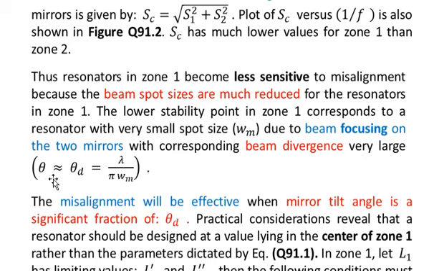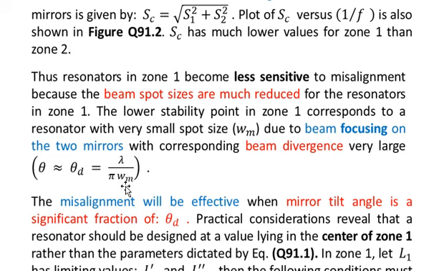You see that the divergence of the beam is related to the beam spot size through the relationship theta equal to theta d, where theta d is the divergence angle, or the divergence of the beam, given by lambda over pi into Wm, where Wm is the minimum spot size that you can achieve in a resonator.